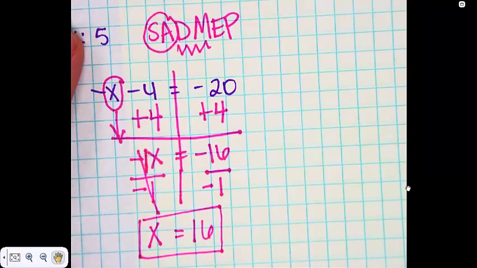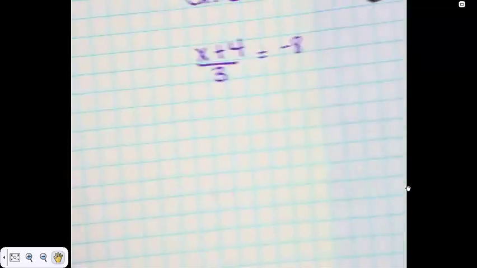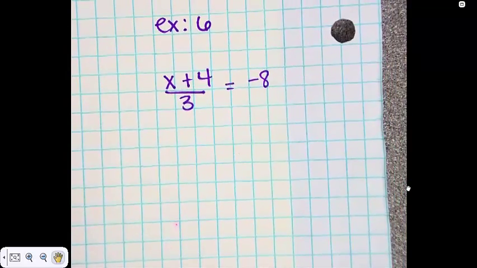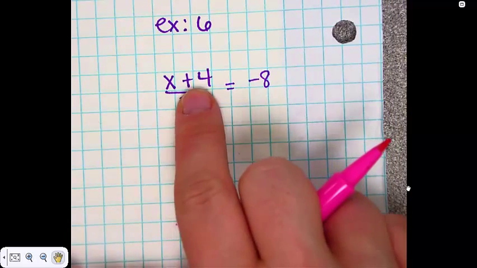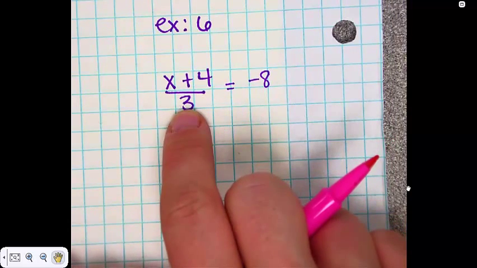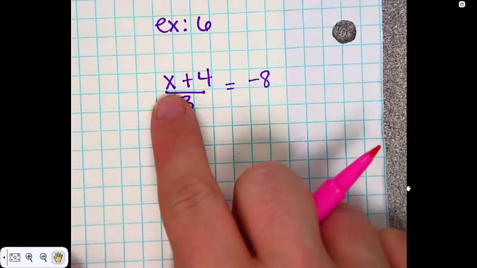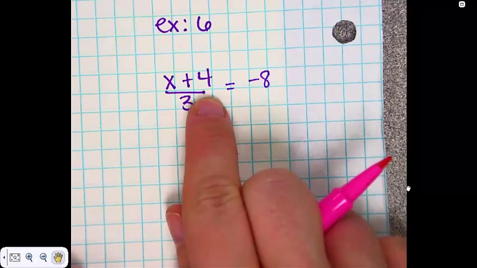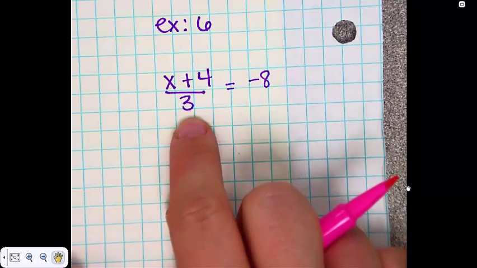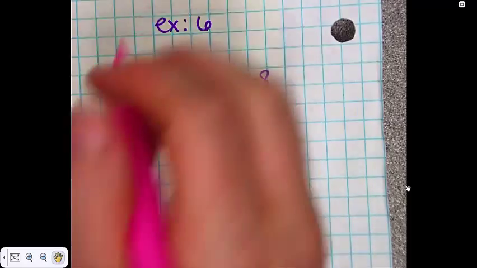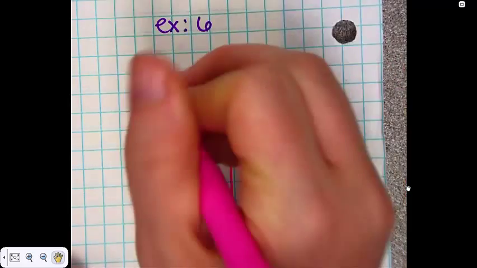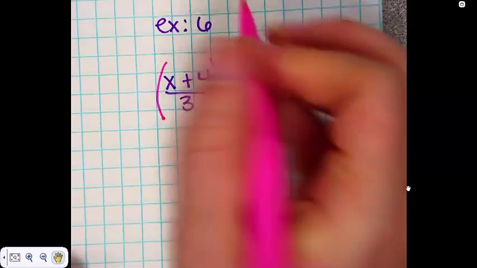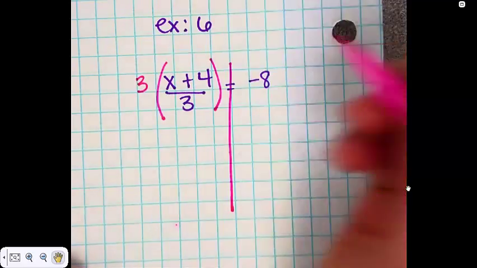Okay, last example. We have a two-step equation. All right. Now, first things first, before I can subtract this 4, I have to get rid of this 3, okay? And then remember we said that this bar right here means division, correct? So in order to undo this big division by 3, I have to do the opposite of division, which is multiplication by 3.